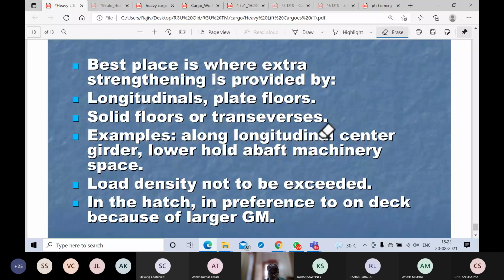By and large, preferably the cargo, heavy lift cargo should be loaded inside, under deck, to avoid GM concerns. But, of course, the bill of lading, etc., and the nature and dimension of the cargo will determine whether you can keep it inside the hatch or not. If you can, then the best preference will be to load under deck.